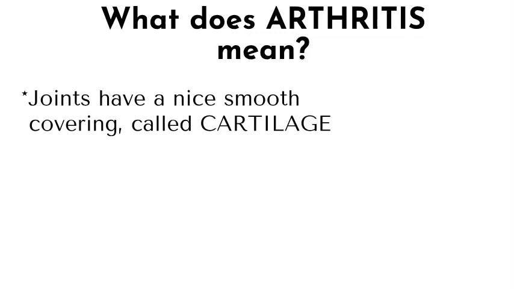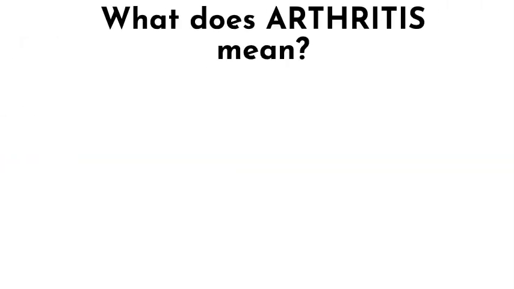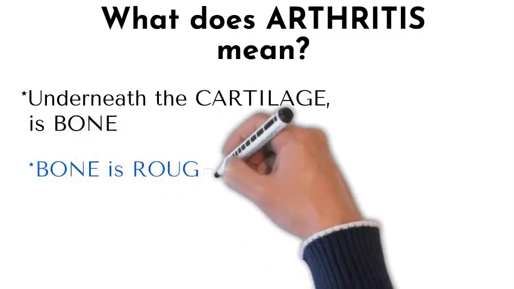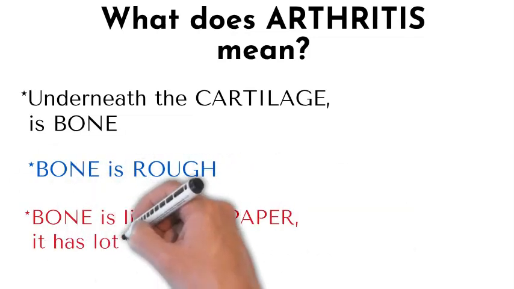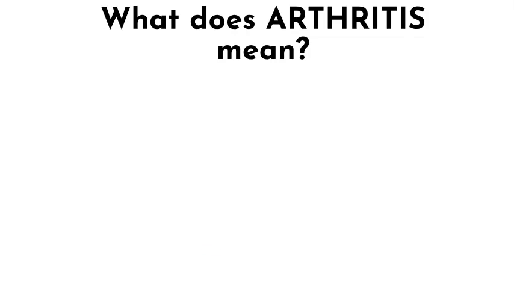Now, to explain what arthritis means, joints have a nice smooth covering called cartilage, and the cartilage has very little friction, so it allows the joint to glide nice and easily. Underneath the cartilage is bone, and bone is good and solid, but bone is also rough. It's not like the cartilage, and actually it's a little bit like sandpaper when it's exposed, and it has a lot of friction, so it's not made for moving joints, right?